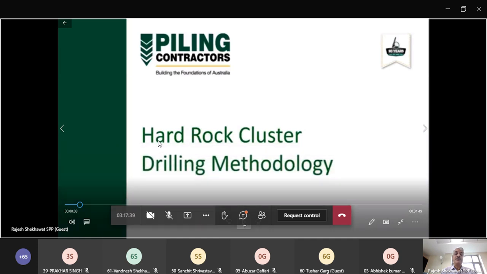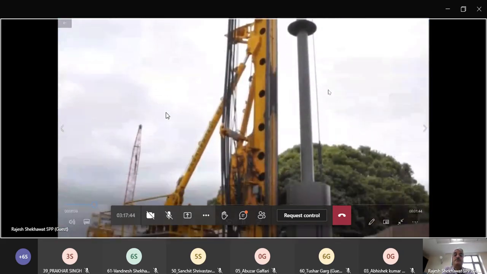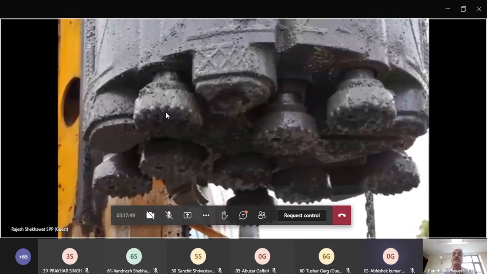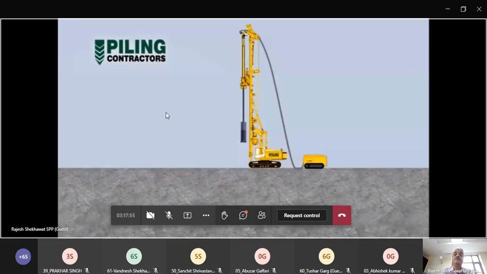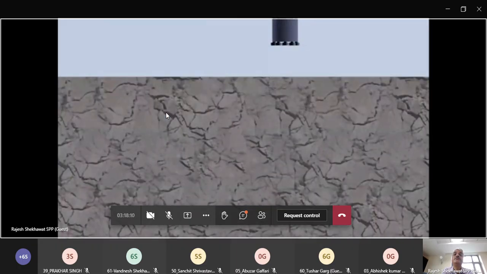Piling Contractors has developed cluster drilling techniques to allow us to drill very hard rock up to 400 MPa strength, which is around 10 times harder than normal concrete. The technique uses a special drilling tool called a cluster hammer. This tool is typically operated from a hydraulic trawler-mounted piling rig. The cluster hammer is made from several individual downhole hammers combined together in one barrel. The downhole hammers are activated by high-pressure airflow provided from compressors and piped through hoses to the drill stem.